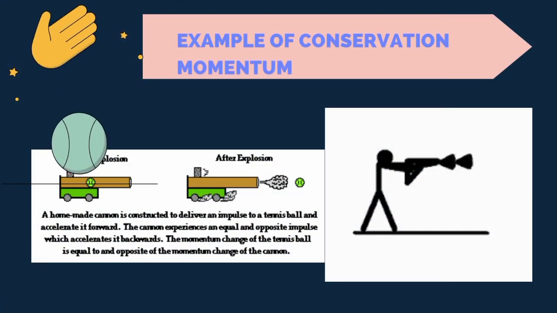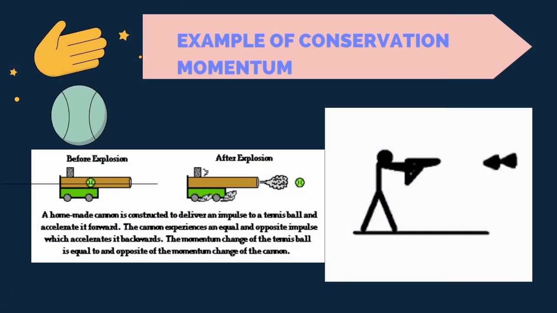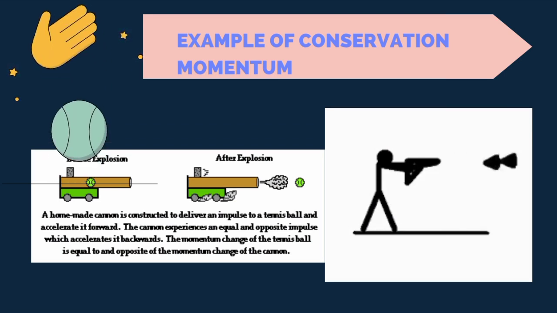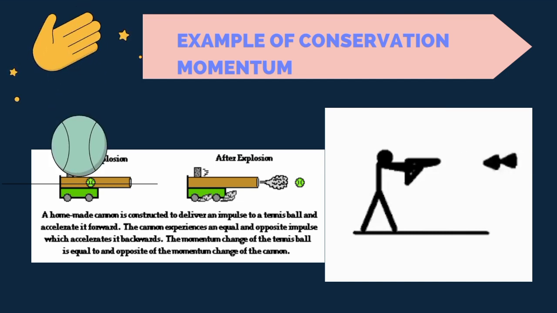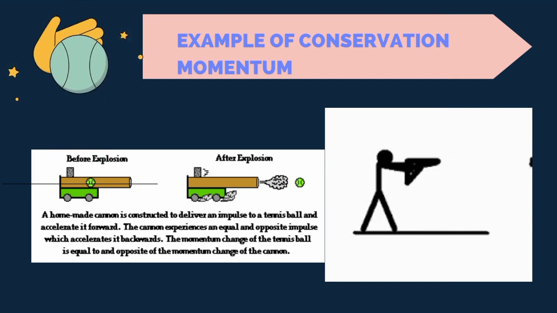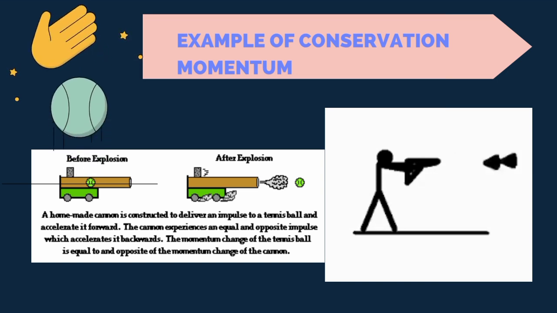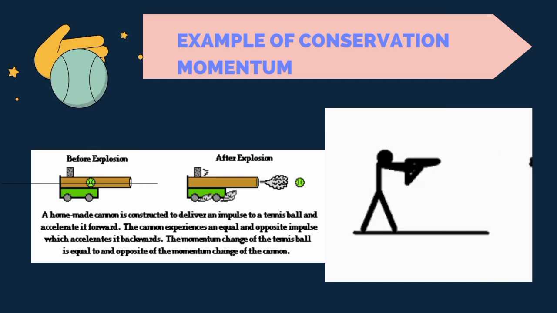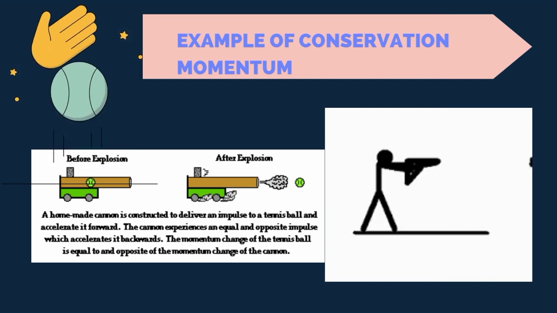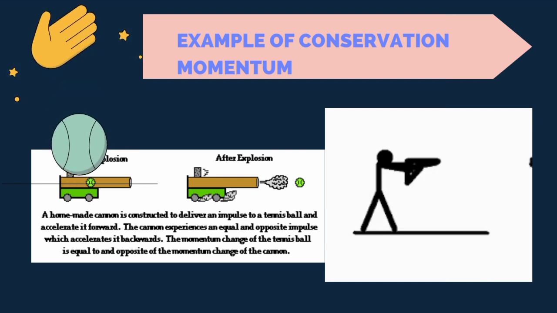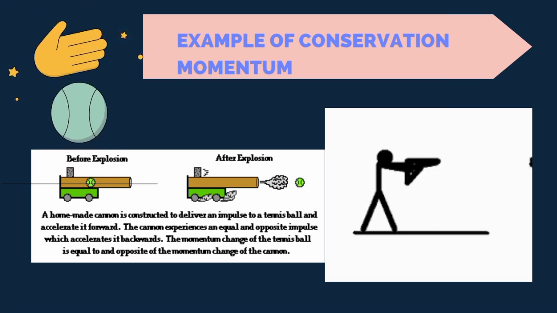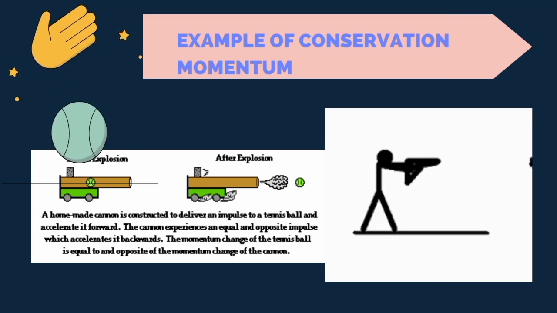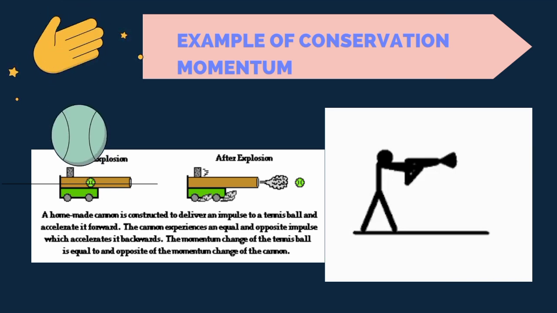An example of conservation of momentum is when someone shoots a gun and plays tennis. Gun and bullet system. Before firing, the gun and bullet are at rest, so the total momentum of the system is zero. The gun is fired. The bullet comes out of the gun and gains momentum. Then the gun will recoil. According to the law of conservation of momentum, the total momentum of the gun and bullet will be zero after the gun is fired.